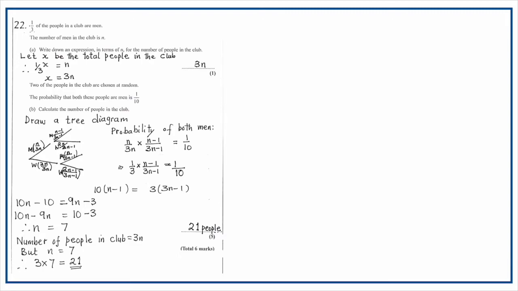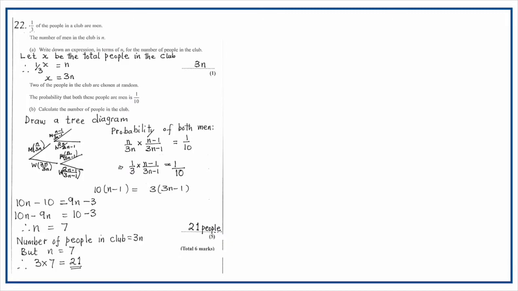Now, 2 of the people in the club are chosen at random. The probability that both these people are men is 1/10. B, calculate the number of people in the club. Here we need to draw a tree diagram. So the probability of m, i.e. the man, is n/3n. Probability of men or others is 2n/3n.